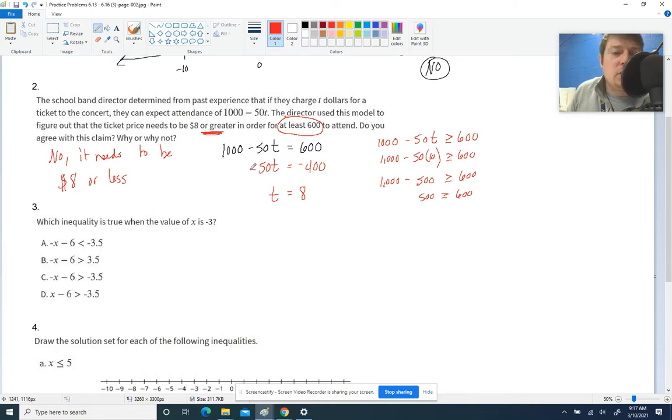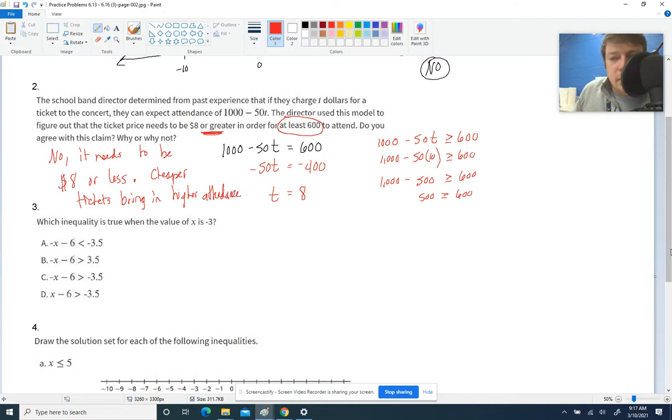Like, hey, I'm just going to charge $20 a head. Do you think more people are going to come running if it's more expensive? No, it's not. $8 or less, and you'll get at least 600 people there. You raise that price, you're going to shrink your attendance, and that just makes sense. So, no, it needs to be $8 or less. You could say something like cheaper tickets bring in higher attendance. Something like that. That would make sense to me.